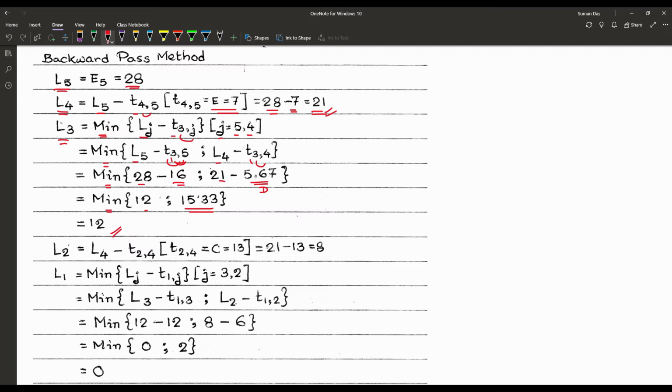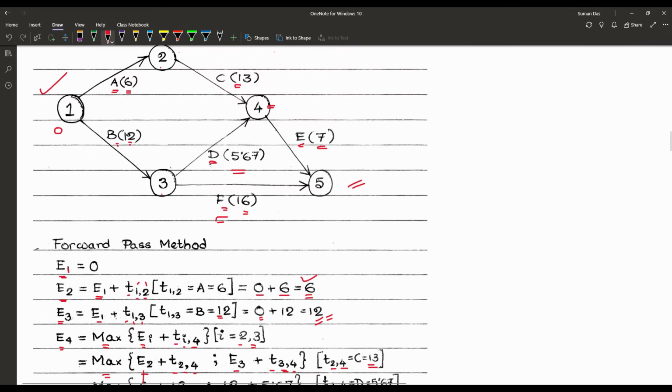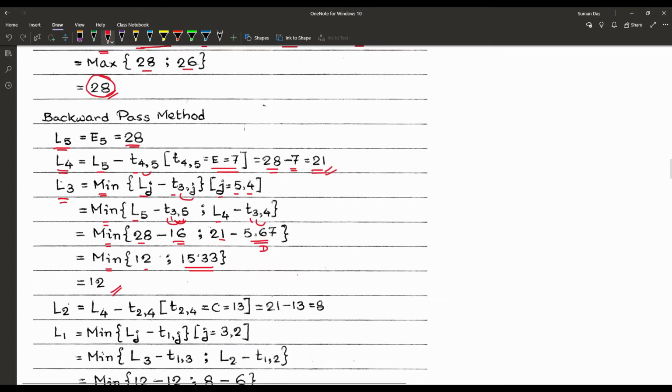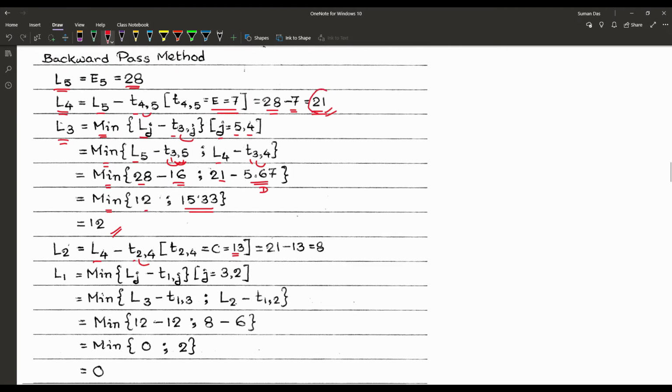Then we are reaching node 2, or we are finding L2. So there is only one way, using the activity C, and the activity duration is 13, from node 4. So when we are finding L2, that is L4 minus T2 to 4, and that is 13, and L4 we already have, 21. So that one is 21 minus 13, or 8.